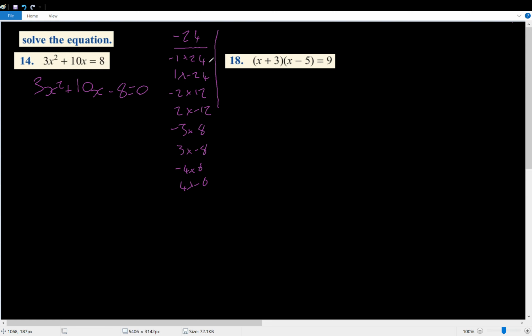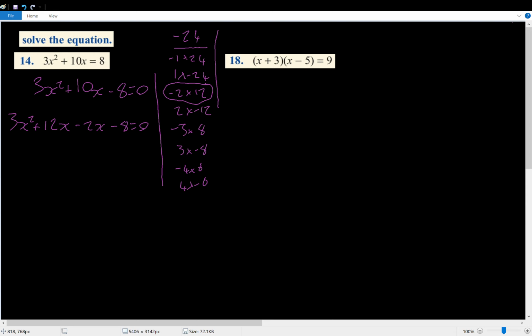So minus 1 plus 24 will give us 23. 1 minus 24 will give us minus 23, so neither of those are any use to us. Minus 2 plus 12 will give us 10. So this pair of factors is what we're using. So we're going to replace our plus 10x with this. So we're going to have 3x squared plus 12x minus 2x minus 8 is equal to 0, like that.